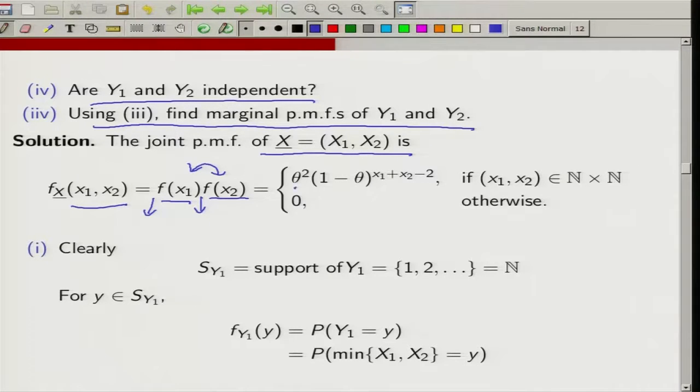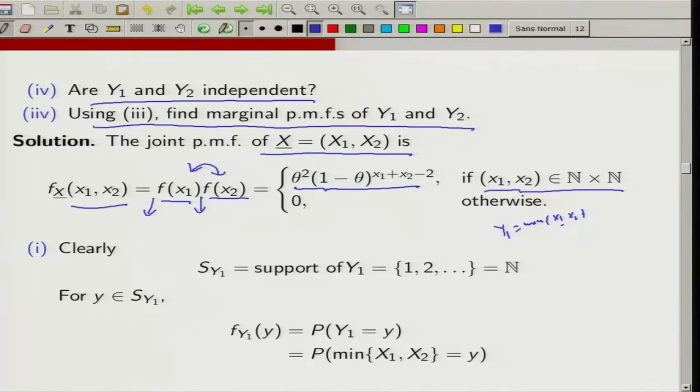If you do that, it turns out to be theta square times (1 minus theta) to the power x1 plus x2 minus 2, if (x1, x2) belongs to N cross N, which is the set of natural numbers, and 0 otherwise. Now, y1 is the minimum of x1 and x2. Now, x1 can take any value from 0 to infinity with positive probability, y2 can take any integer value, positive integer values with positive probability.